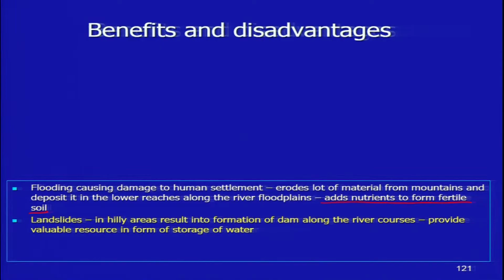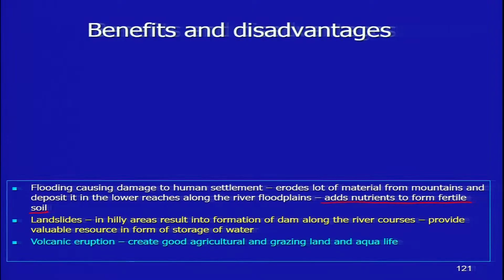Second is landslides in hilly areas, which result in the formation of a dam along the river course, providing a valuable resource in the form of storage of water. This is natural damming, which is experienced in most of the rivers. Volcanic eruptions create good agricultural and grazing land, and along with that you will have good aquatic life, which has been seen there.